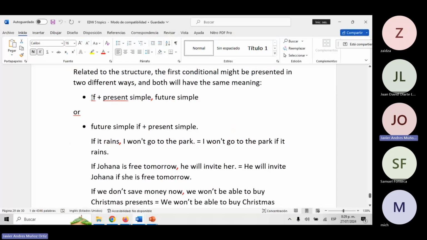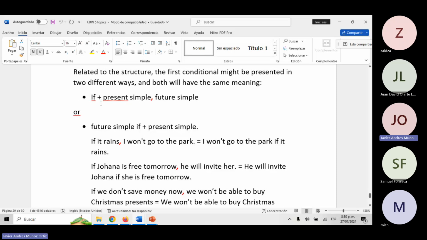We already know the structure. We need present simple for the condition and future simple for the effect. So given this initial situation, this initial event, when this happens, something else is going to happen in the future. The probability of success of this event, this result, is high. Not 100% probability. We cannot predict the future, but the probability is high.